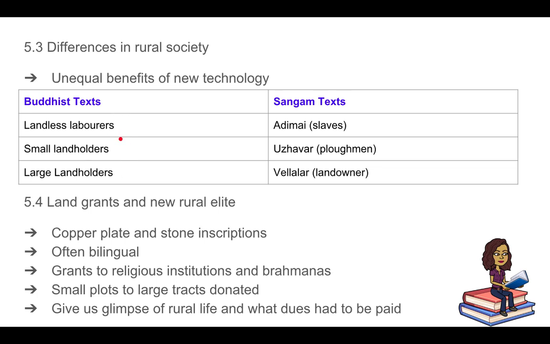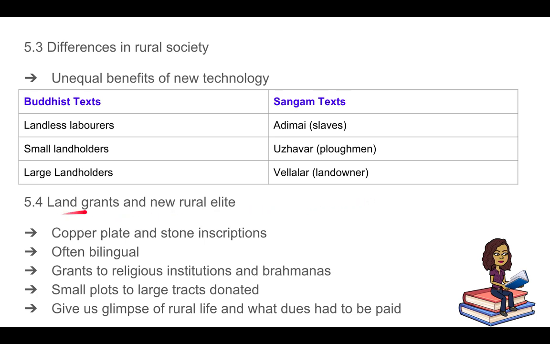Now, the Buddhist texts use a term called Gahapati to signify any landholder or householder. When we look at the Sangam texts, they also mention three categories of rural population: the Adimai or the slaves, the Uzavar or the plowmen, and the Velalars or the landowners.